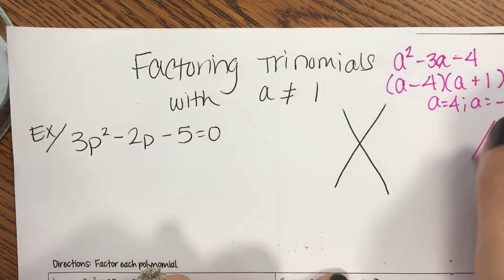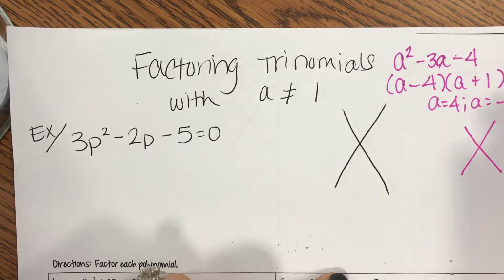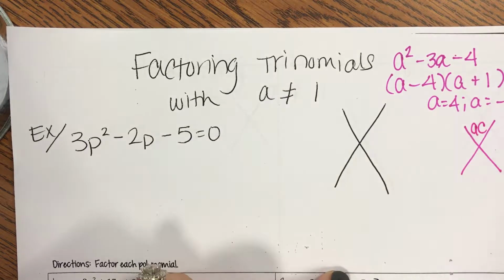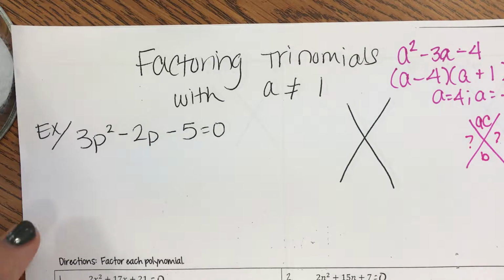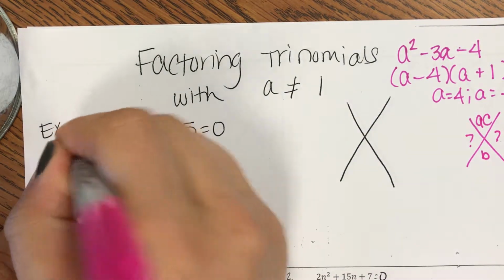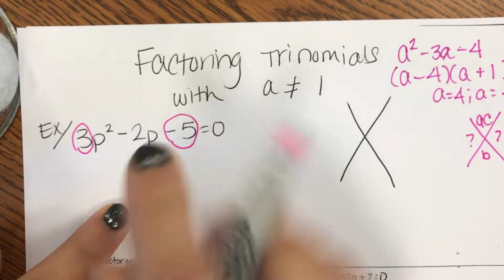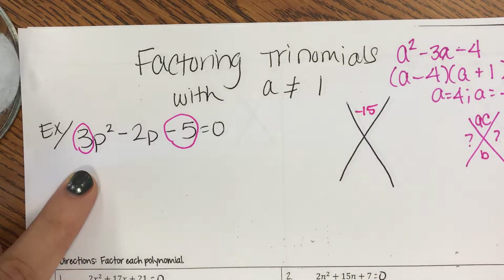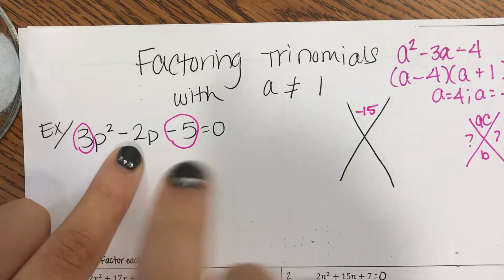So when you're looking at this x, in this box right here, in this little section right here, you're going to put the value of a times c. And in this little section right here, you're going to put the value of b. Then we're going to work with these 2 little sections to figure out how to factor this. So if you look at example 1, the a value is 3, the c value is -5, 3 times -5 is -15. The b value that I'm trying to get to is -2.